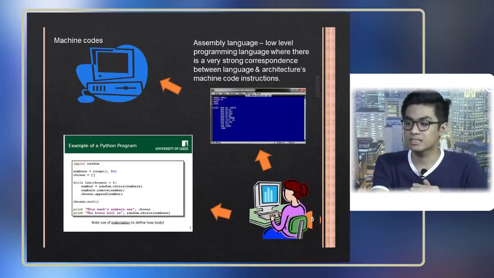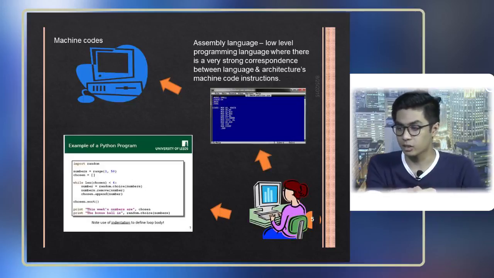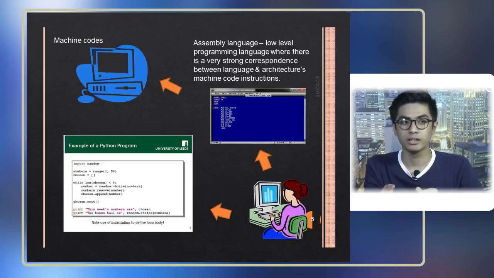In the next example, we have Python, which is a type of programming language where you may use an IDE. It is a high-level programming language, which does not directly talk to the computer, but uses a compiler.